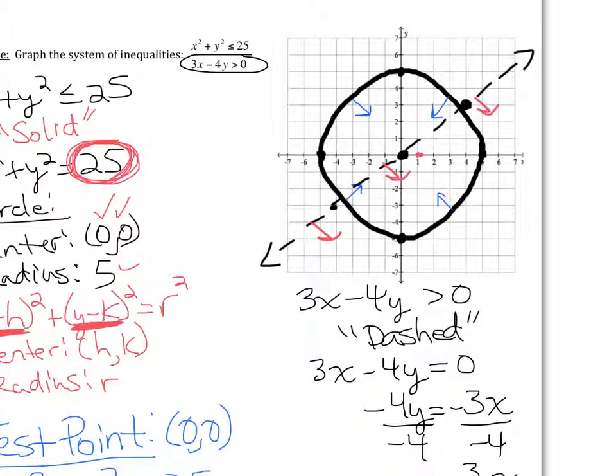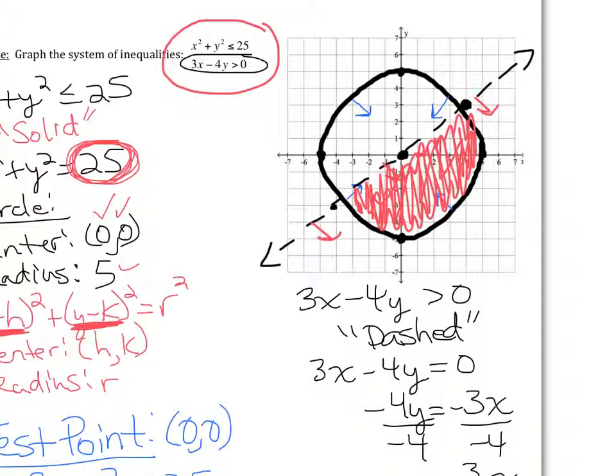Okay, and so my shaded region is kind of where my arrows meet. I have to be both inside of that circle and below that line. To satisfy both of them, I would have this region right here shaded. And so the points that are on this circle, as well as the points that are shaded, would be the points that are the solutions to this system of inequalities. It would satisfy not only one, but both of these inequalities here.